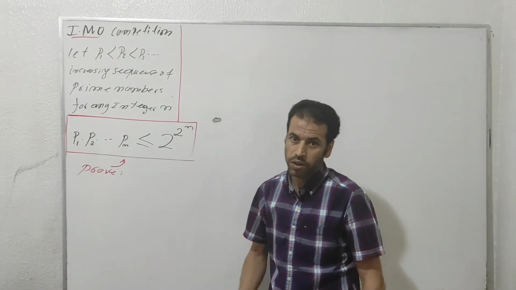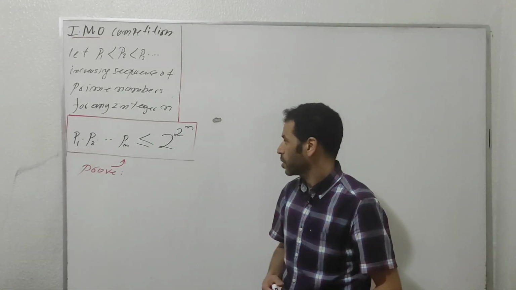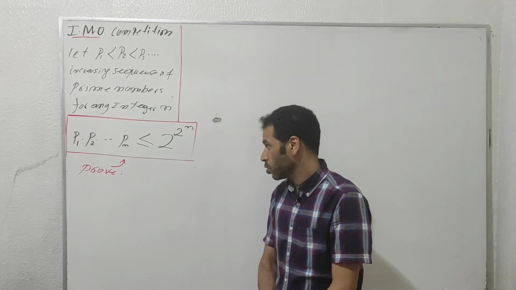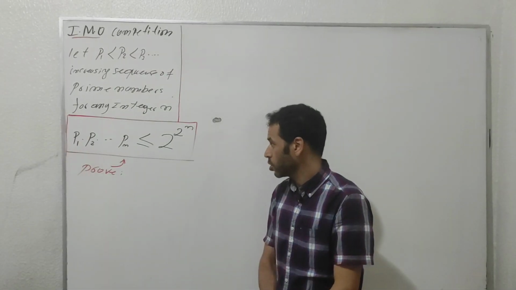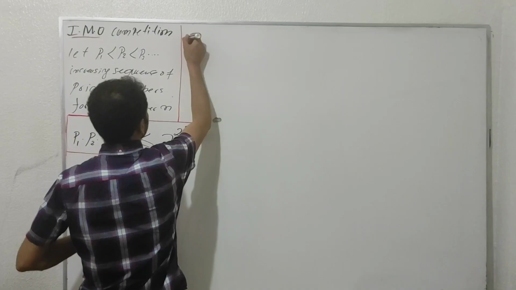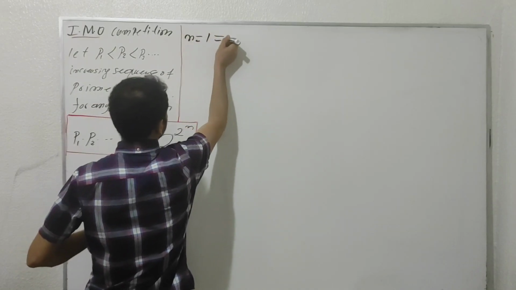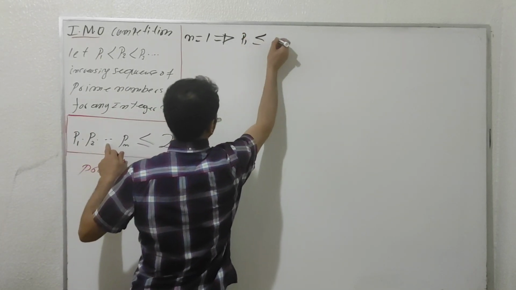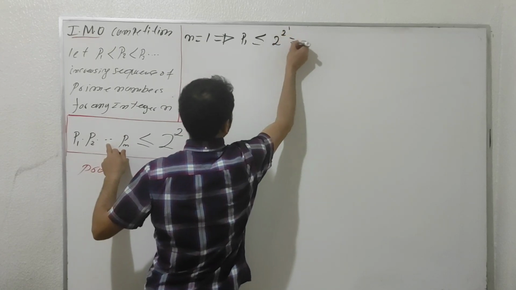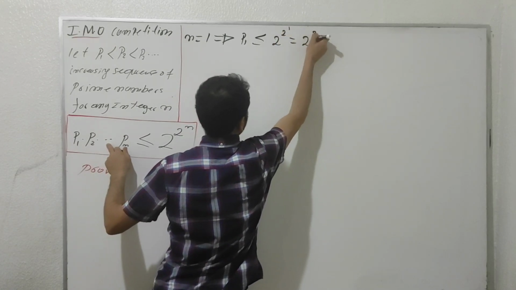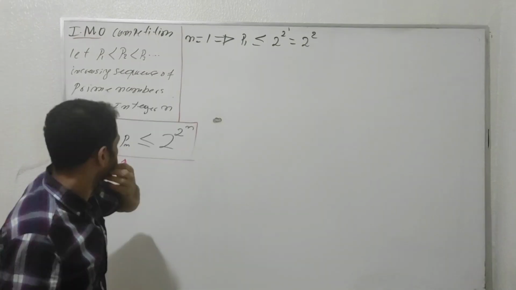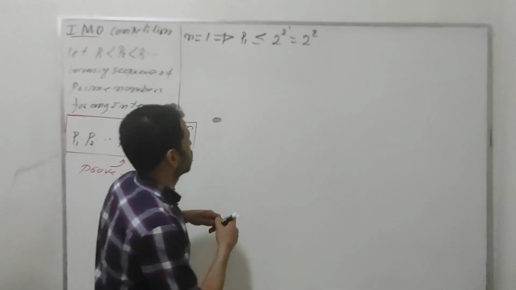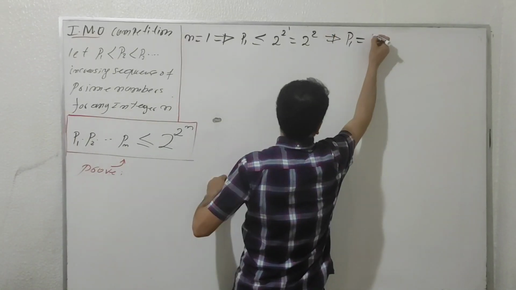The best way to prove this is to use the induction hypothesis. But the induction hypothesis is not enough to prove this one, so we are also going to use arithmetic and number theory notions. I'm going to check the base case when n equals 1. We'll have P sub 1 is less than or equal to 2 to the 2 to the 1, which is 2 to the 2, which is 4. Since the right hand side of this inequality is a power of 2, P sub 1 must be equal to 2.